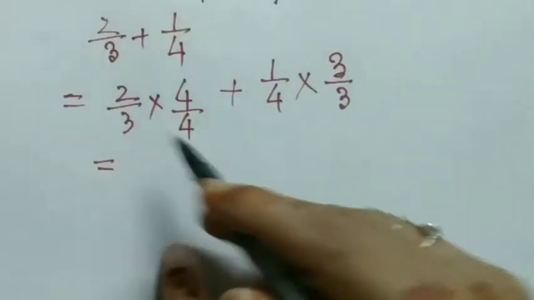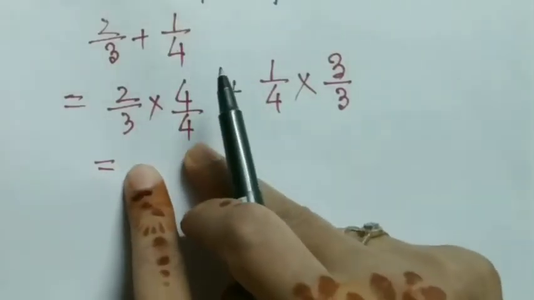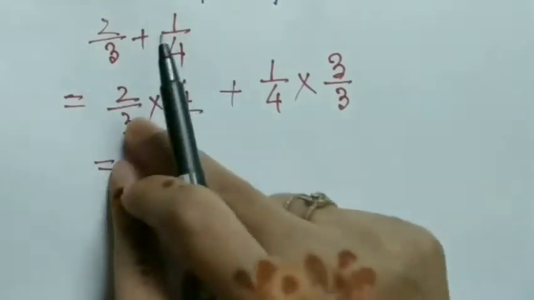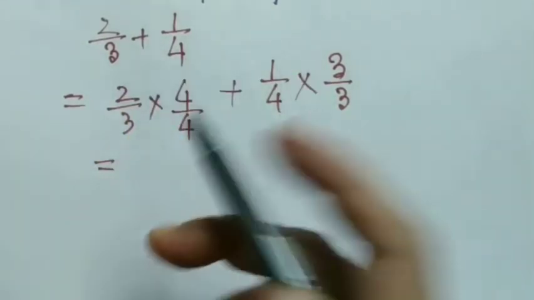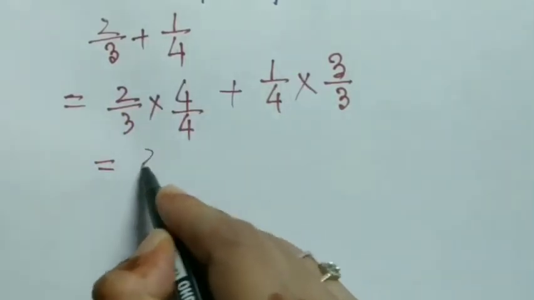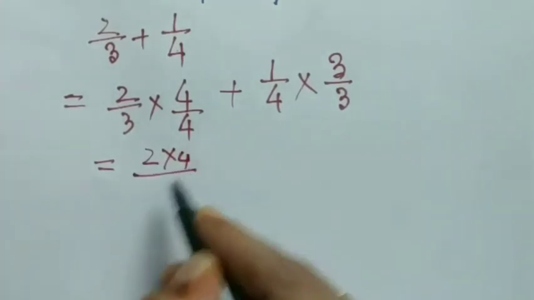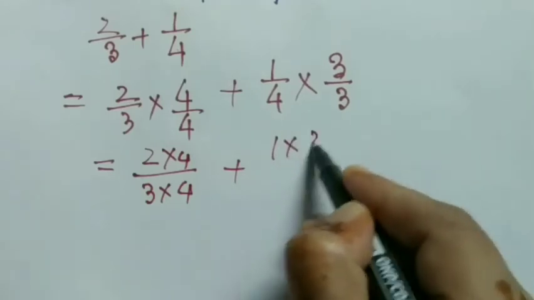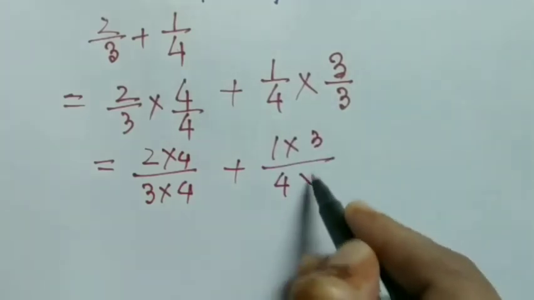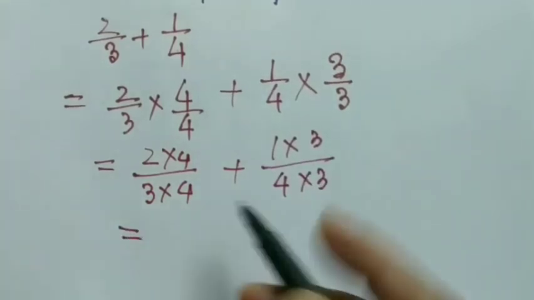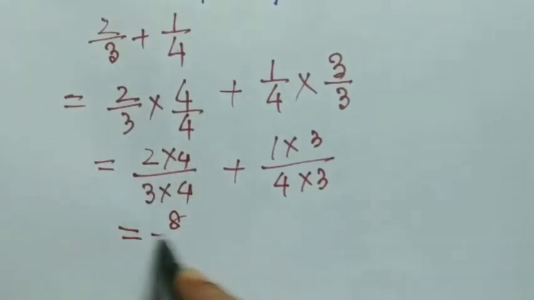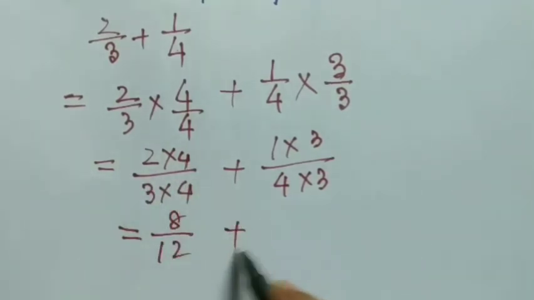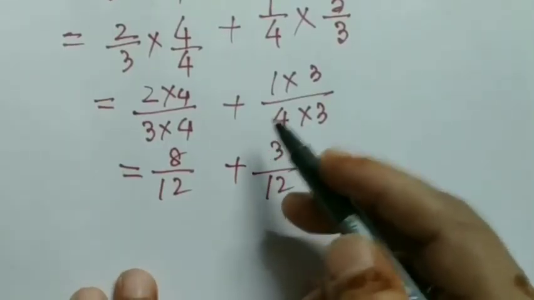Now we know product of fractions is equal to product of numerators divided by product of denominators. So this will be equal to 2 into 4 divided by 3 into 4, and this one will be 1 into 3 divided by 4 into 3. This is equal to 2 into 4 is 8, 3 into 4 is 12, this one is 3, this one is 12. Now this becomes pretty simple.